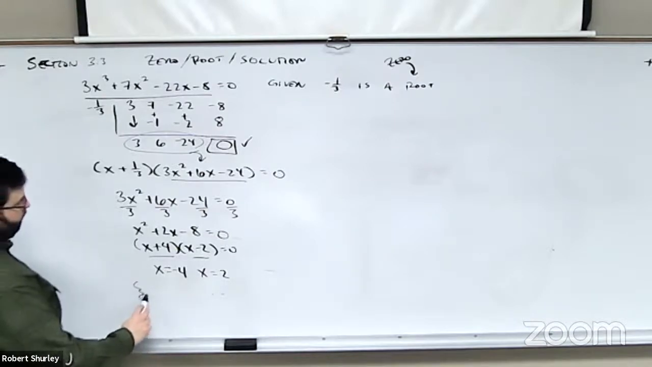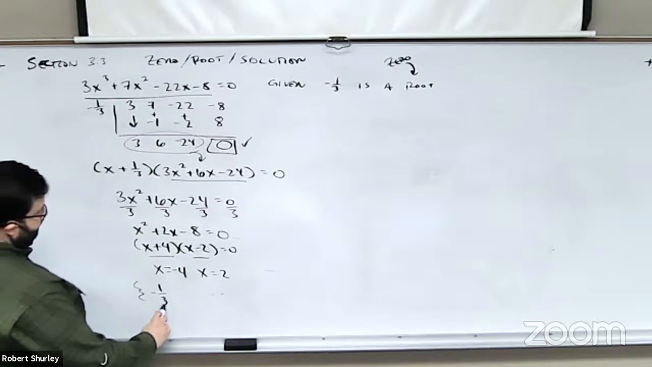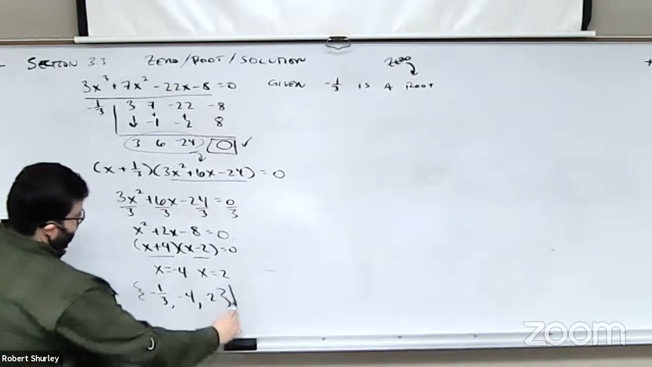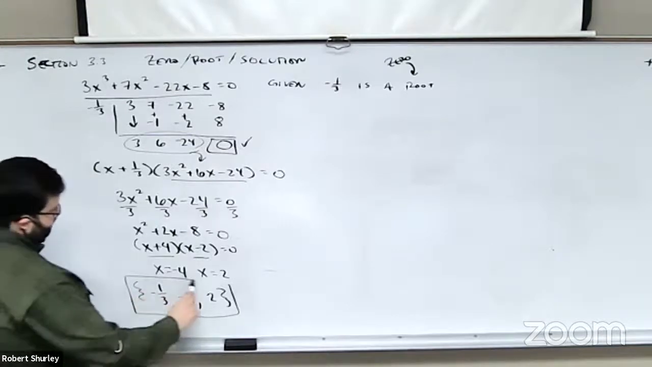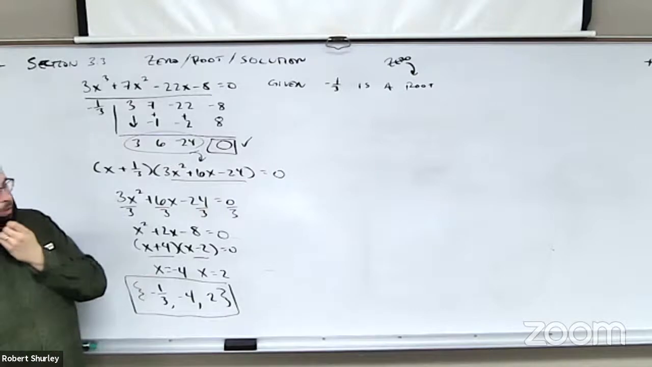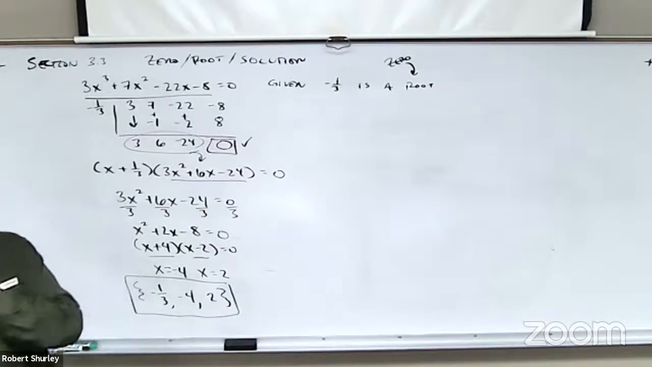So we wind up with the zeros being negative 1/3, negative 4, and positive 2. Okay, negative 1/3, negative 4, positive 2. Now look, we're going to talk a lot more about this in the next lecture. 3.4 is really dedicated to this, okay? It's dedicated to finding all the zeros. But I want you to do those last few because they're good introductions to the 3.4 section.